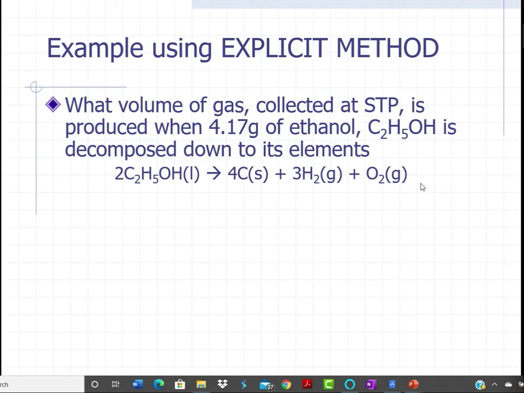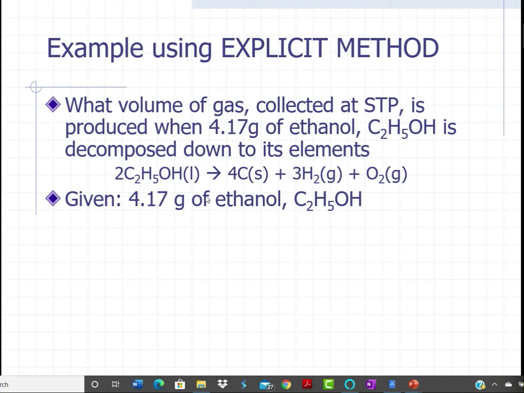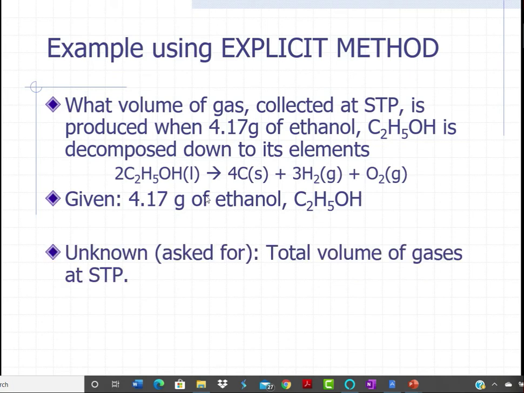So in this situation, I want to know when this breaks down, what's the total volume of gas, both gases, hydrogen and oxygen together, that is able to be collected at STP when you start with 4.17 grams of ethanol. Okay, so let's see what we got here. Given to us is the 4.17 grams of ethanol. What's asked for is the total volume of the gases at STP. Not just hydrogen, not just oxygen, the total combined.